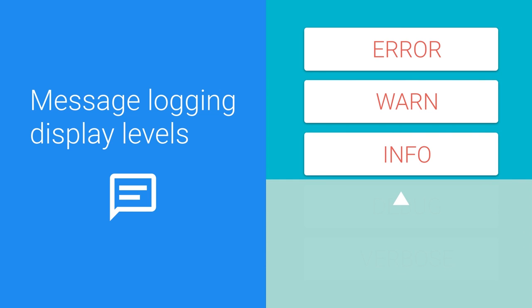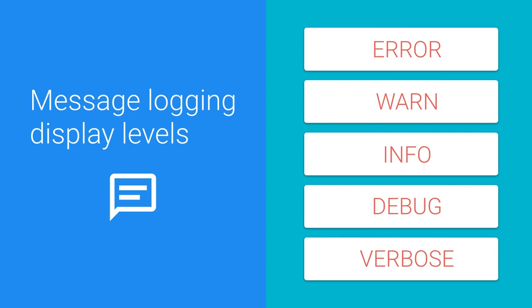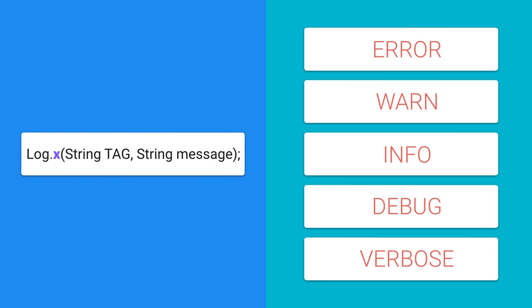Error, warn, and info level messages are always preserved in release versions. So if you think you'll need to capture that later to diagnose a problem after your app is released to the public, use them. As I explain the different log levels, I'll be showing the signatures for them.